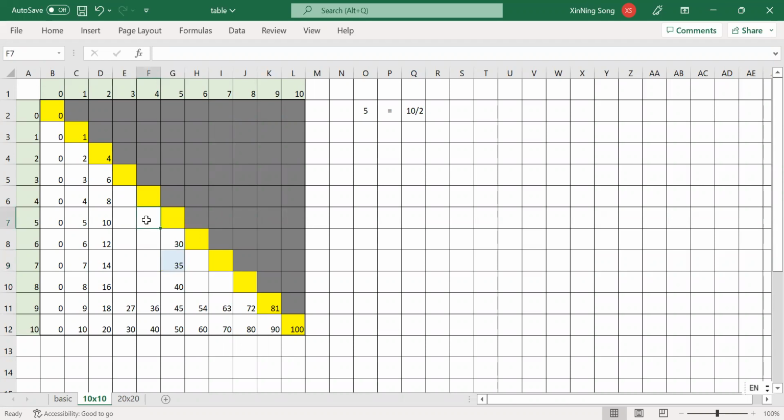Times 4, when you finish times 2, you can just double that. That probably works too, right? So 4 times 4, we know 2 times 4 is 8. So 2 times 8 is 16. So we write that 16, okay?